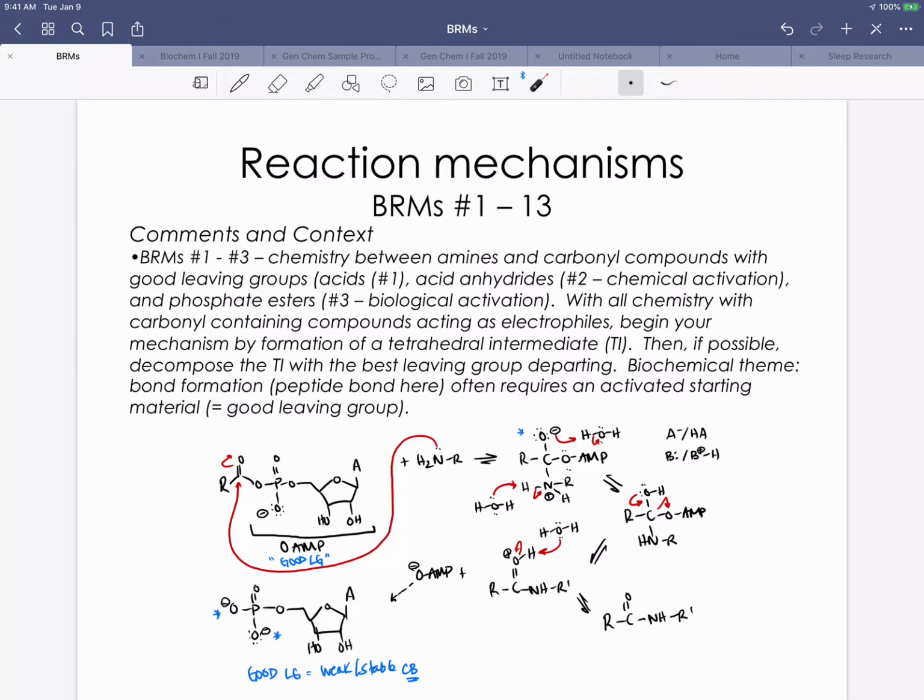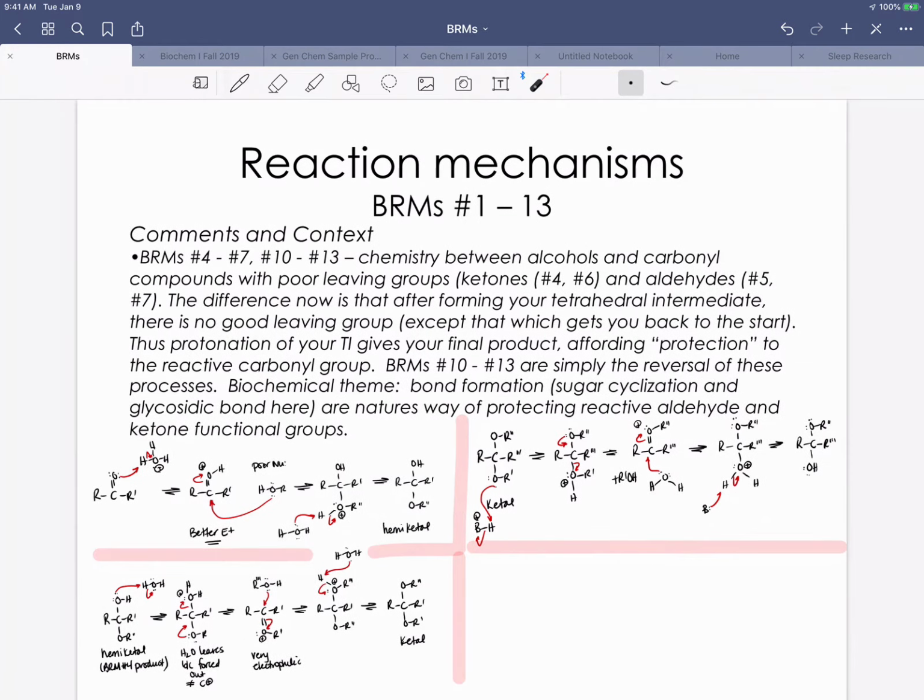So we have to watch out for protonated or molecules that are acidic, because that can get in the way of things. So that was reaction mechanisms 1 through 3. Reaction mechanisms 4 through 7, and then the ones that we just finished, 10 through 13, are actually all related.